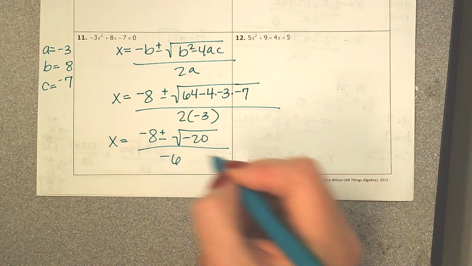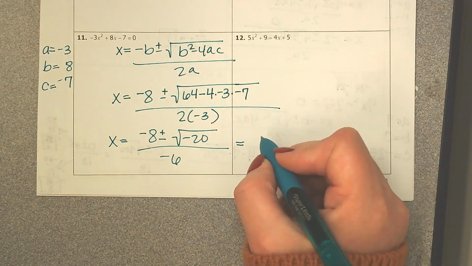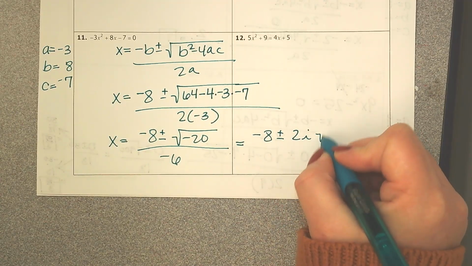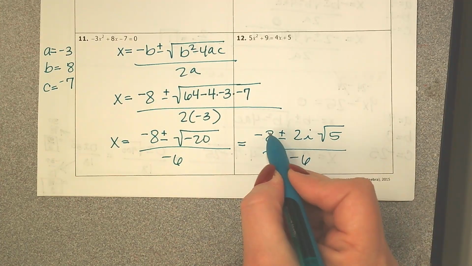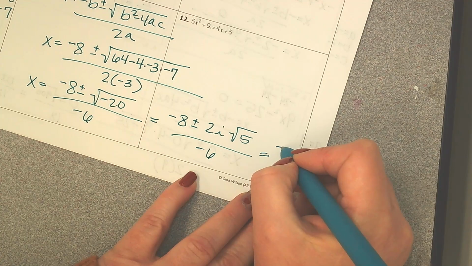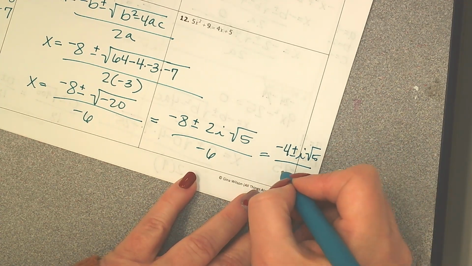All right. What's the square root of negative 20? 2i. You're going to have an i because of the negative under the radical. 2i. So we have negative 8 plus or minus 2i square root of 5 over negative 6, right? 2, 8, and 6 are all divisible by 2, so we can still simplify that to what? Negative 4 plus or minus i times the square root of 5 over negative 3.